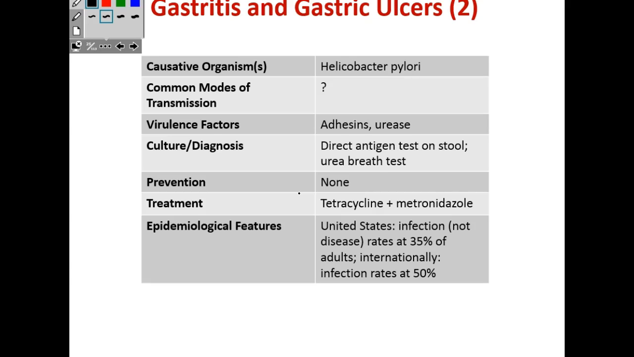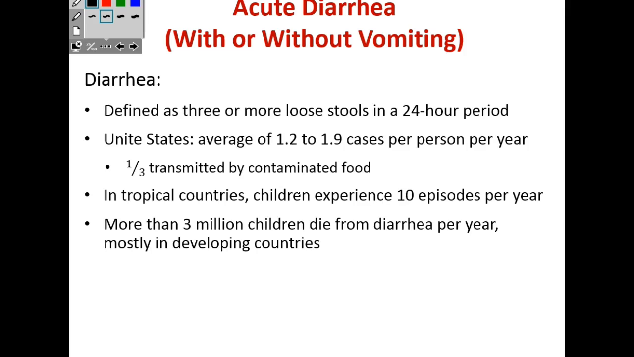Common modes of transmission of Helicobacter pylori. There's a question mark there. No prevention. The infection in the United States rates at 35% of adults, and internationally it affects 50%.